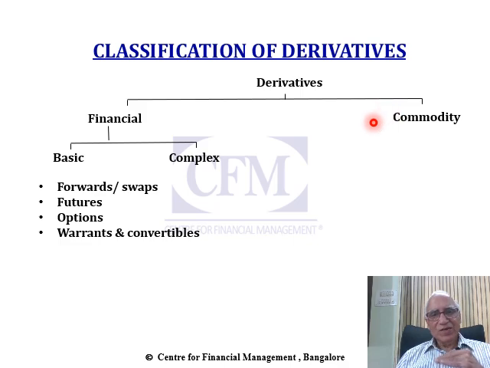Derivatives may be classified in two broad categories: financial derivatives and commodity derivatives. Commodity derivatives have been in existence in India for many years. Financial derivatives are of recent origin. Financial derivatives may be classified into two types: basic financial derivatives and complex financial derivatives. The basic financial derivatives are forwards, swaps, futures, options, warrants and convertibles.